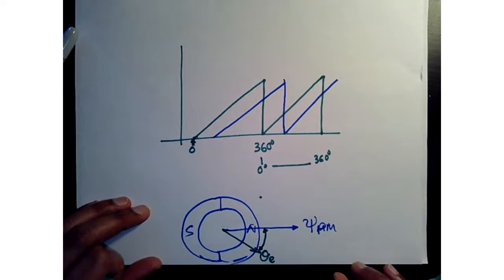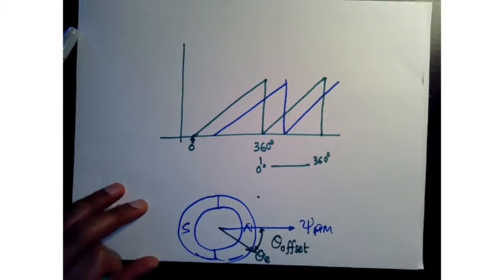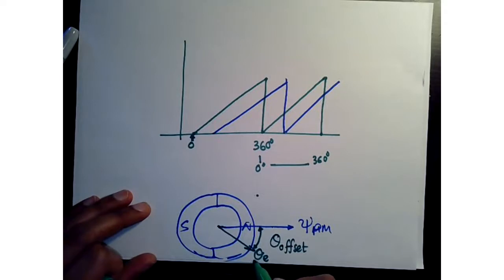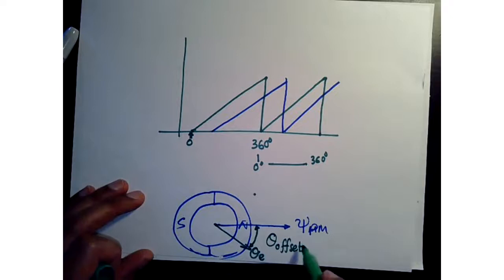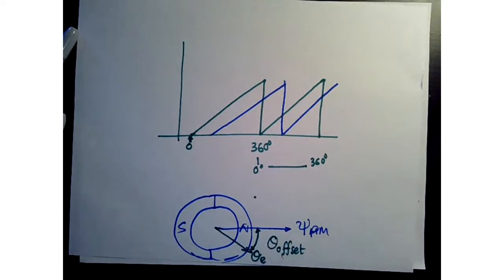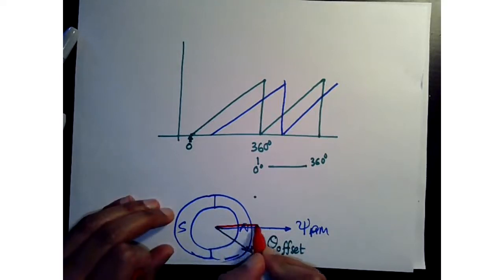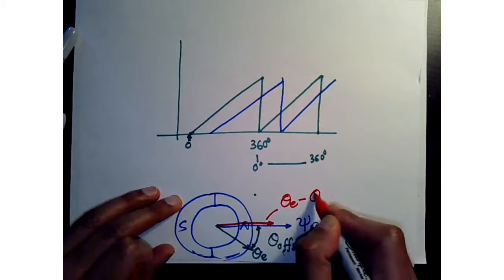Can we somehow figure out a way to not have that constant offset? Very good. Exactly. What we do is we figure out how much this offset is. You can calibrate that. And then every time you feed your sensor signal to the controller, every time you read it, subtract this amount, because that's a constant. So when you do that, your corrected vector is going to be aligned to the flux vector. So this is theta E minus theta offset.